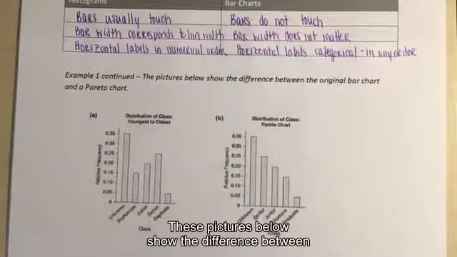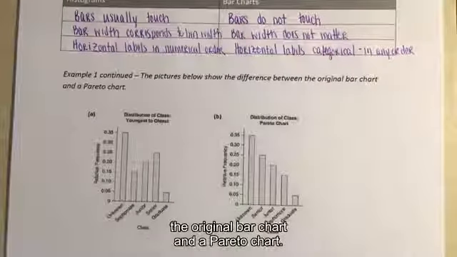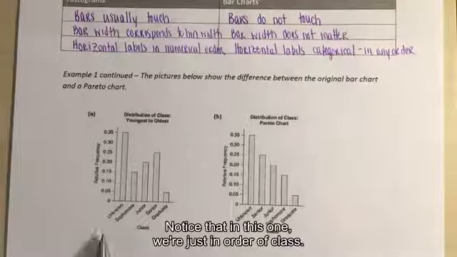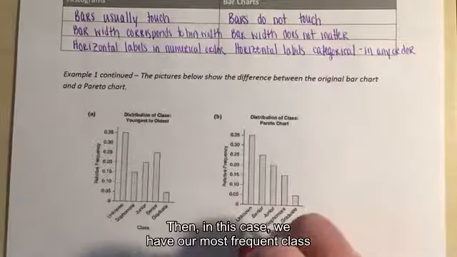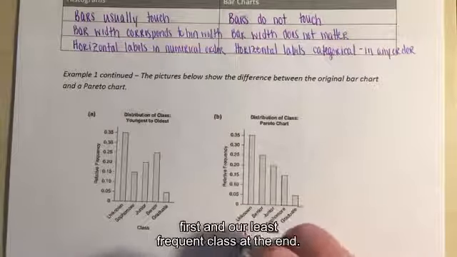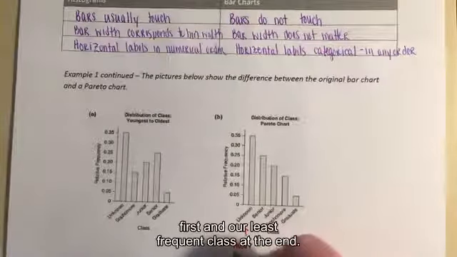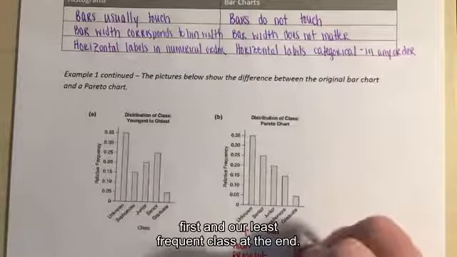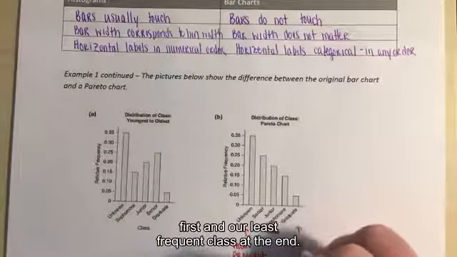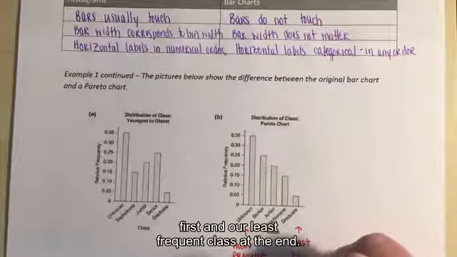These pictures below show the difference between the original bar chart and a Pareto chart. Notice that in this one we're just kind of in order of class. And then in this case we have our most frequent class first, and our least frequent class at the end.